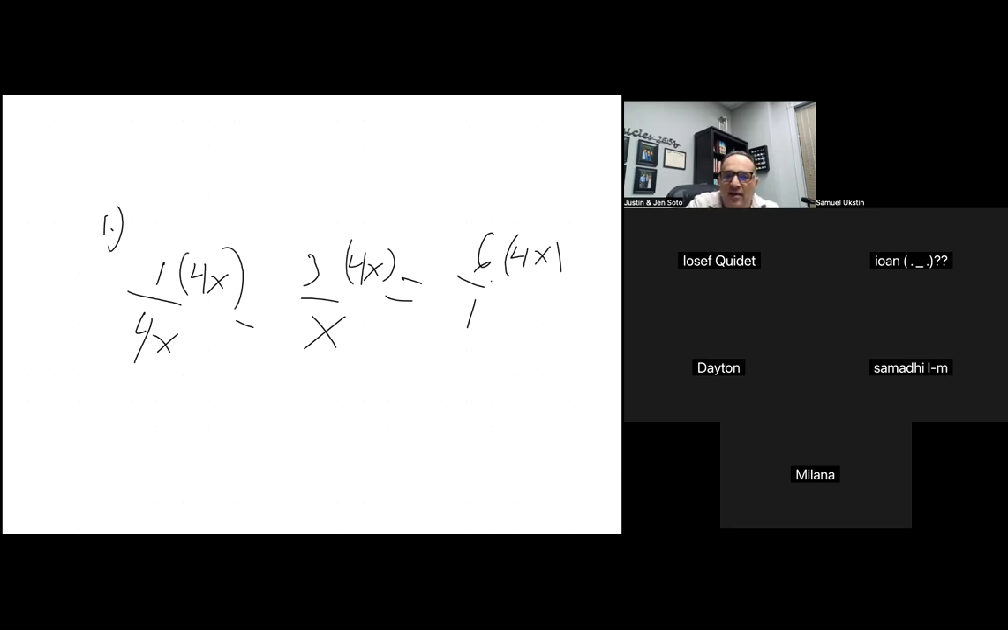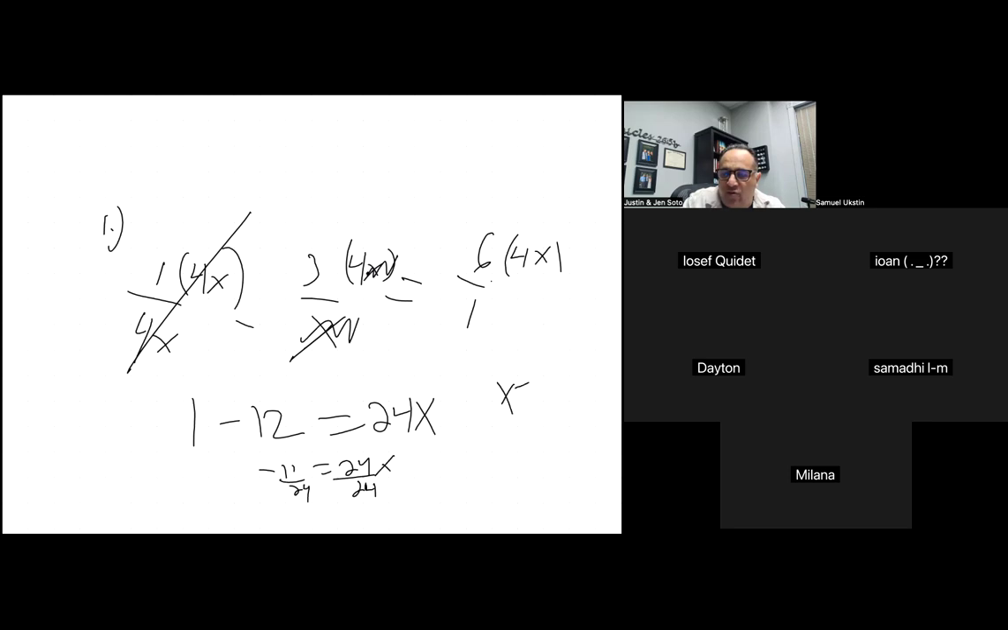When I do that, this cancels out. It becomes 1. The x cancels out here, but I have 4 times 3 is minus 12. And then 6 times 4x is 24x. This is actually the easiest way to do this. I look at this problem and find the least common multiple of all three spots, and that's 4x. Then this is negative 11 equals 24x, and then divide both sides by 24. X is equal to negative 11 over 24, okay?